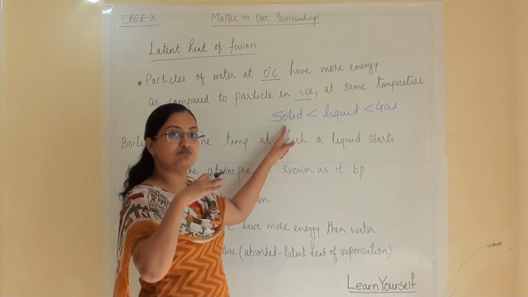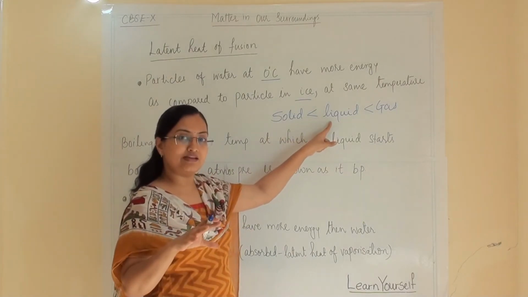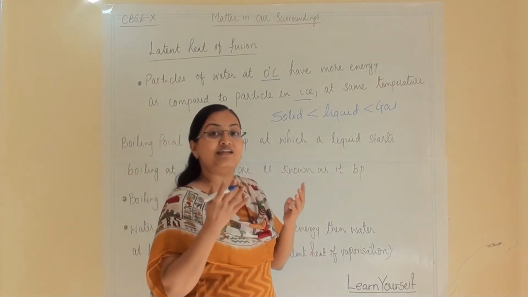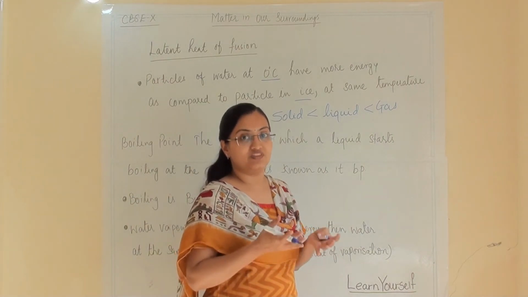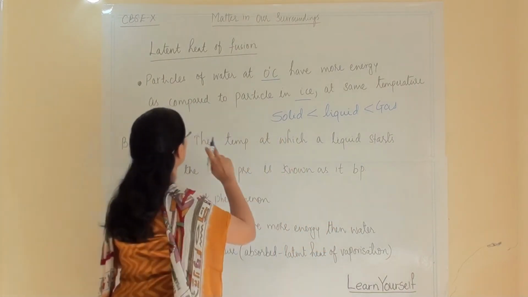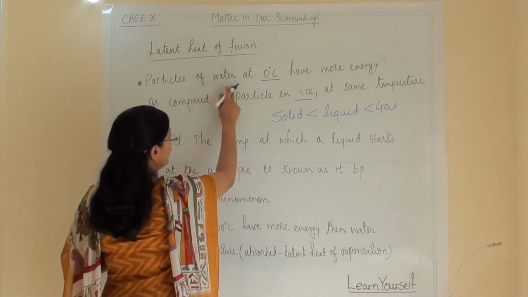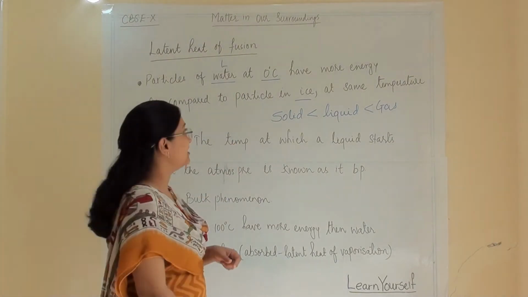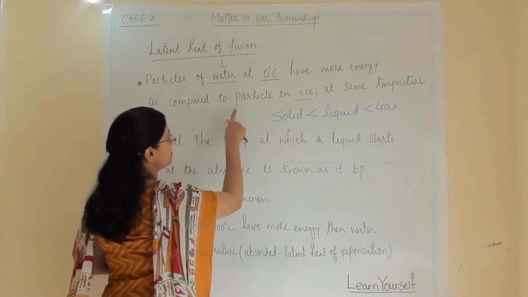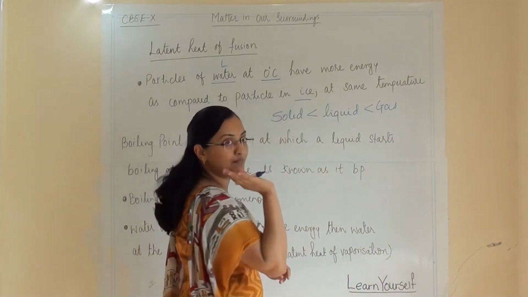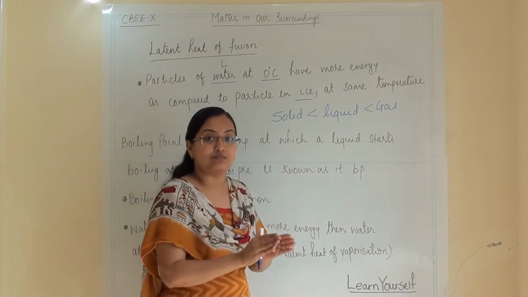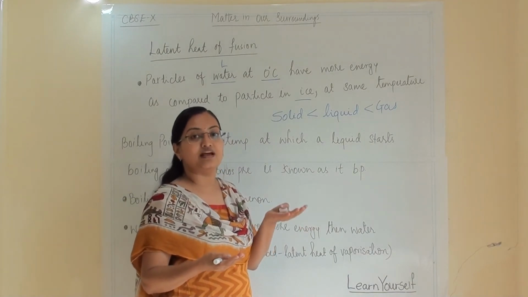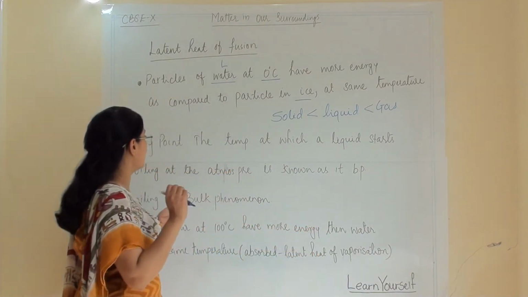Their energy level is very low. Here they have some energy, they can flow, and here we can observe random movement of particles. They have very high energy. So particles of water at 0 degree centigrade, because this is the liquid form, have more energy as compared to particles in ice at the same temperature. Even though the temperature is the same, one is water and one is ice, so definitely the particles in water will have more energy compared to the solid state.